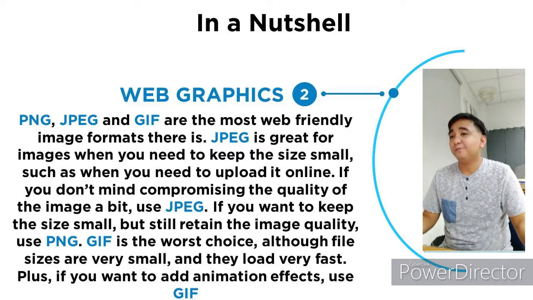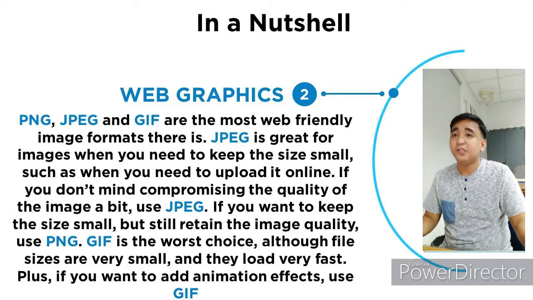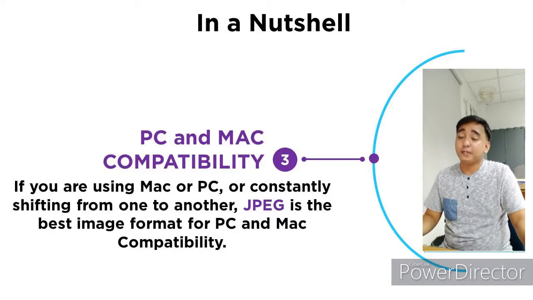For web graphics, PNG, JPEG, and GIF are the most web-friendly image formats there are. JPEG is great for images when you need to keep the small size, such as when you need to upload it online. If you don't mind compromising the quality of the image a bit, use JPEG. If you want to keep the small size but still retain the image quality, use PNG. GIF is the worst choice in terms of quality. Although file sizes are very small and they load very fast, if you want to add animation effects, use GIF.